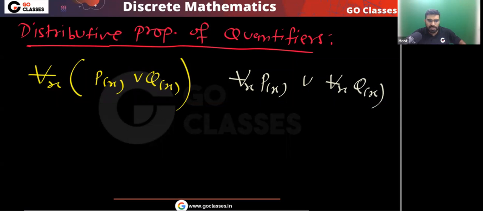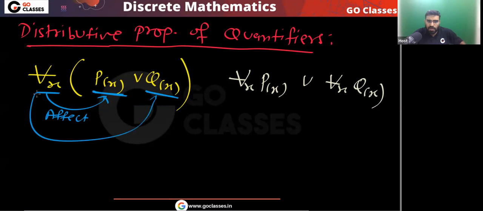Now, in these expressions, notice one thing: does it depend on x? Yes, these are predicates over the variable x. Look at only P(x): it depends on x. Look at Q(x): it depends on x. That is the reason I can say that this quantifier can affect them, and this quantifier can also affect this, because they depend on x.